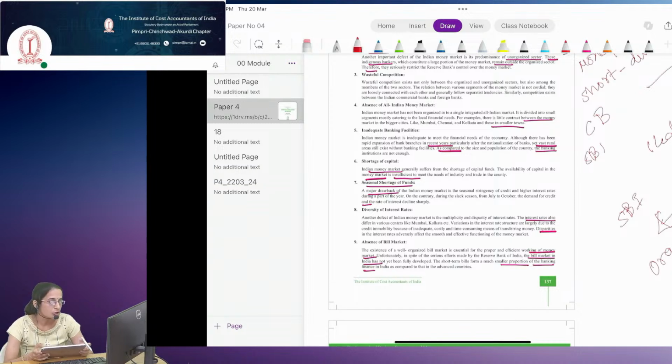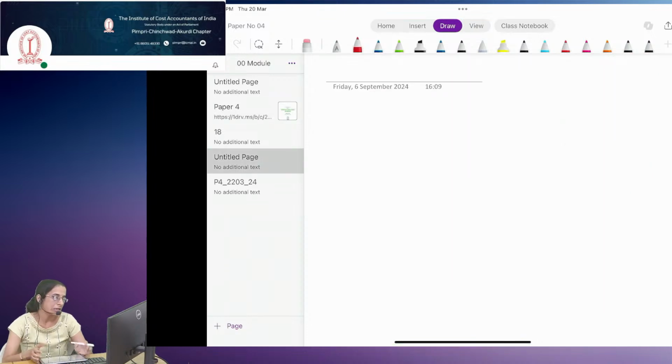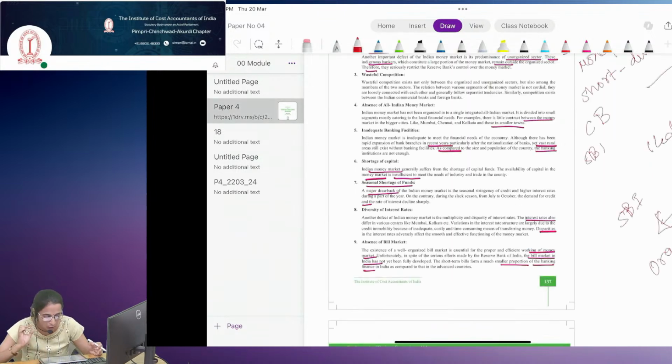Next is shortage of capital. See, what we saw in the capital market or securities market or stock market, many people are enthusiastic to invest in capital markets rather than in money market, right? In the current scenario, in capital markets, that is the stock market or securities market, many people are enthusiastic to invest. But in money market, which helps in short-term funds financing, which is a liquid market, many people are not that enthusiastic to invest.